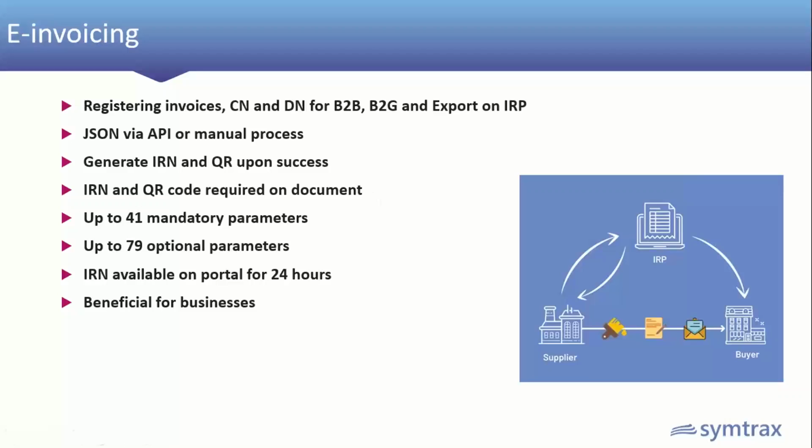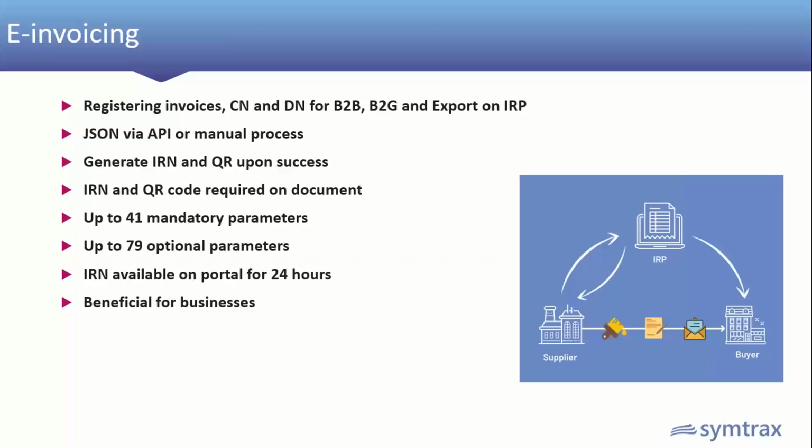Let's proceed. Let's have a quick glance at what this e-invoicing system exactly is. It's about registering your invoices, credit notes and debit notes for B2B, B2G and export business on a specific portal called the IRP, which has been provided by the government. So far the invoices were already being registered on the portals, but that was done at the end of the month. Now the new compliance says that these invoices should be registered first, then they will be valid, and then they can be sent to the customer.